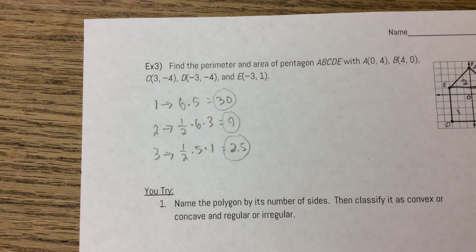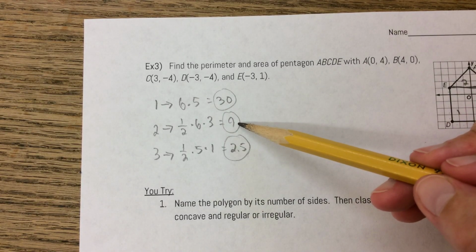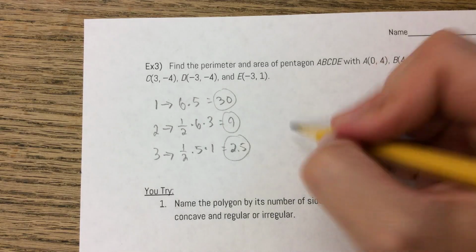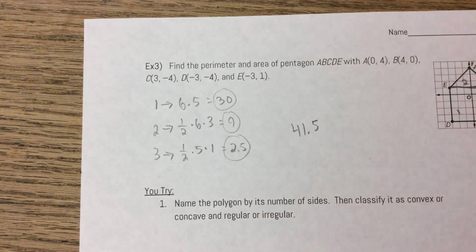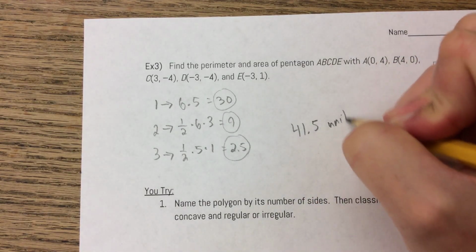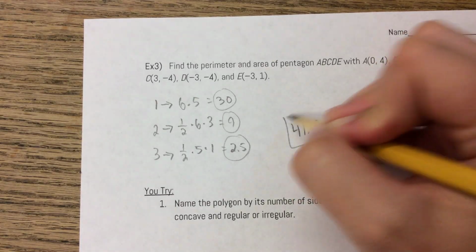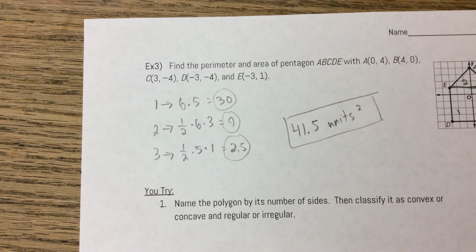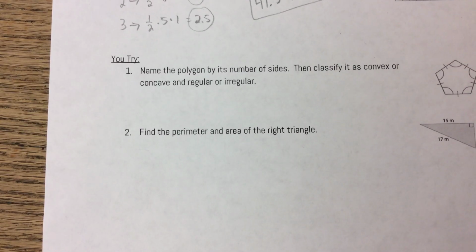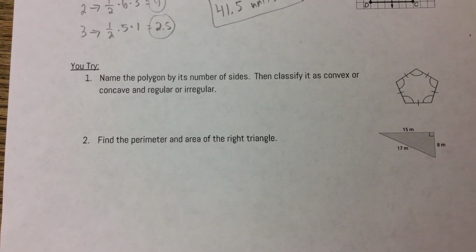So if we add these together, that's going to give me the whole area. So 30 plus 9, that's 39. So that would be 41.5 units squared. Okay, so you have the last 2 to do here using the figures that are to the right.